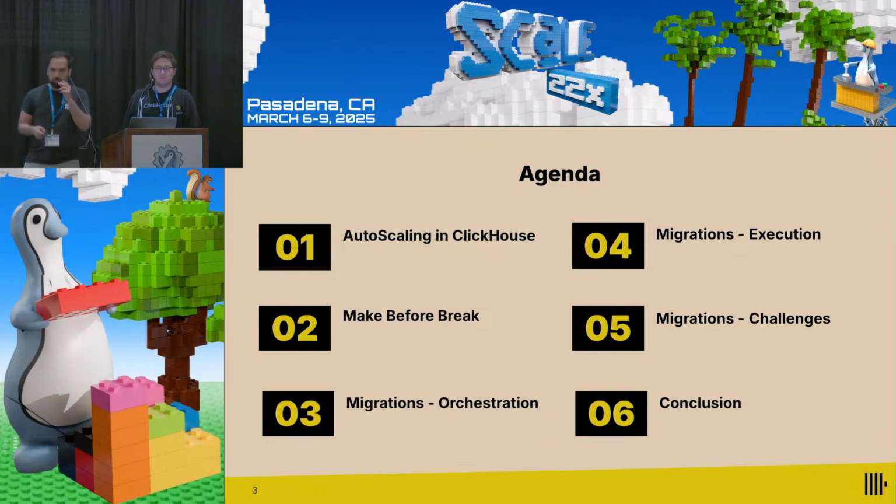We're going to talk about what the migration is. So the make before break stuff is basically the context for the migration that we had to do, which consists of two parts, orchestration and execution. And then we're going to go into some of the challenges that we faced during the migration.